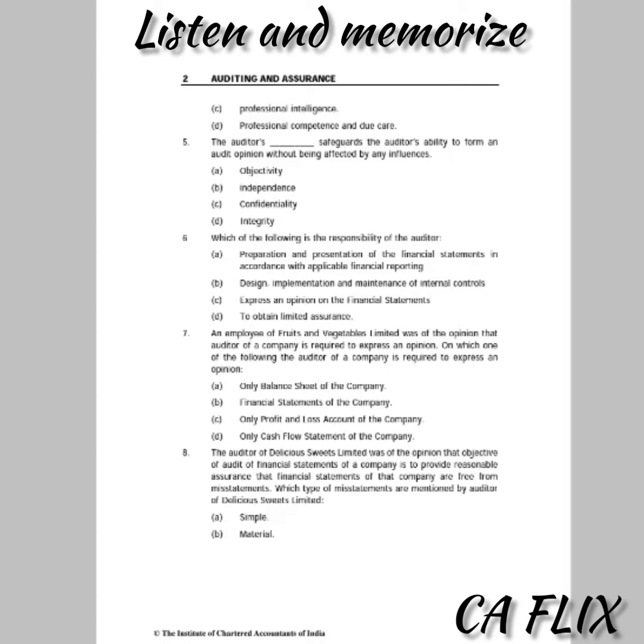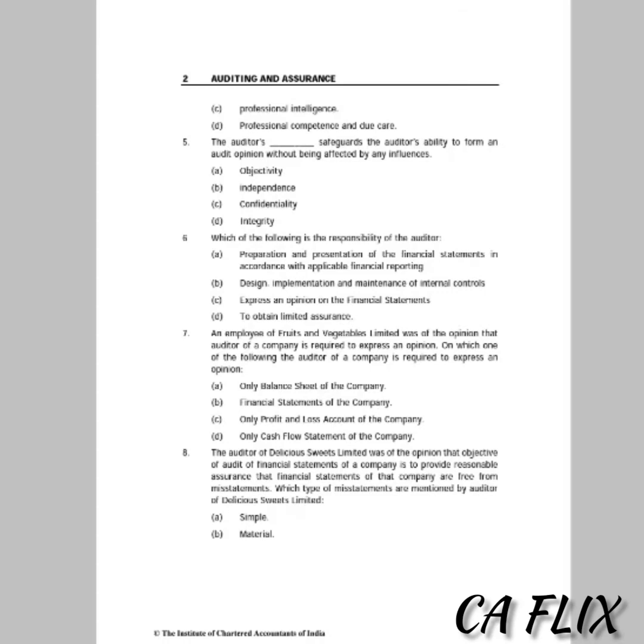Question 7. An employee of the Fruits and Vegetable Limited was of the opinion that the auditor of the company is required to express an opinion on which of the following. Option A, only balance sheet of the company. Option B, financial statements of the company. Option C, only profit and loss account of the company. Option D, only cash flow statement of the company. Answer is option B, financial statements of the company.